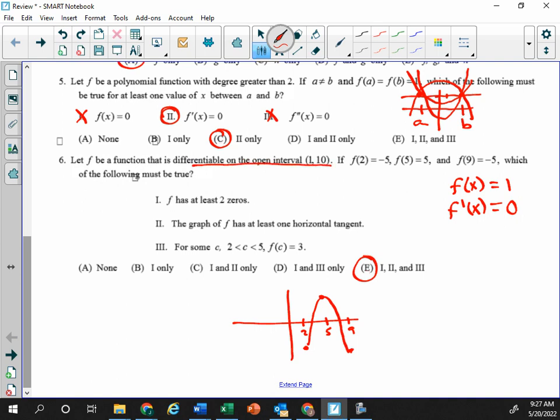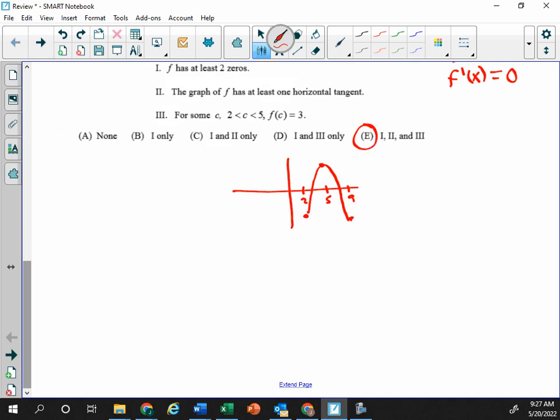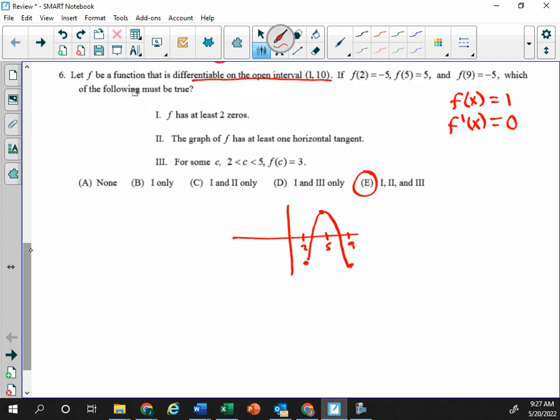Okay. Does the function have at least 2 zeros? Like, is it going to cross the x-axis at least once? Yes. Okay. Will it have at least one horizontal tangent? Yes. Okay, for some c between 2 and 5, so we're looking in this little window here, will my y value be 3?